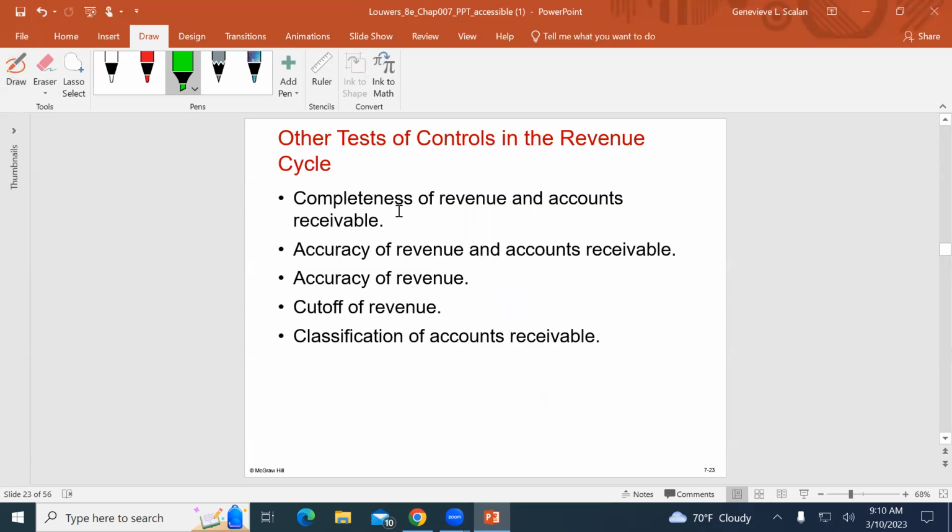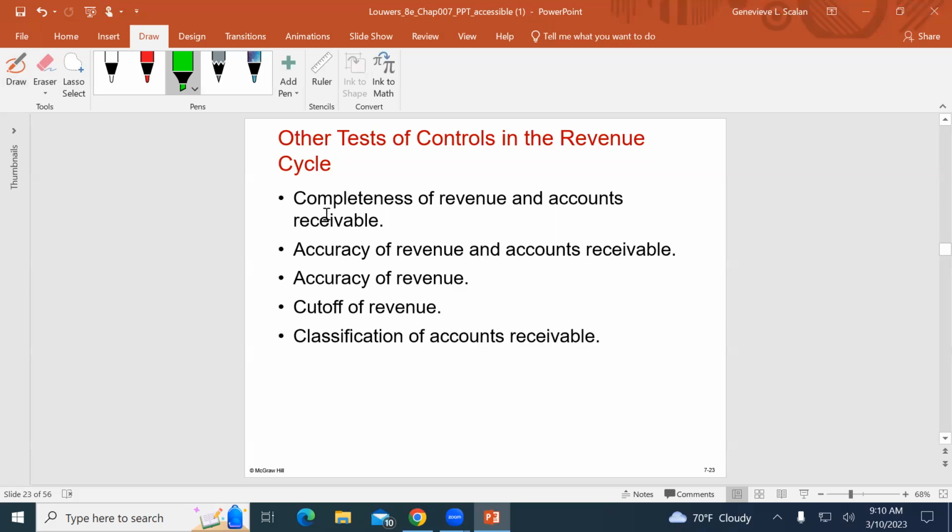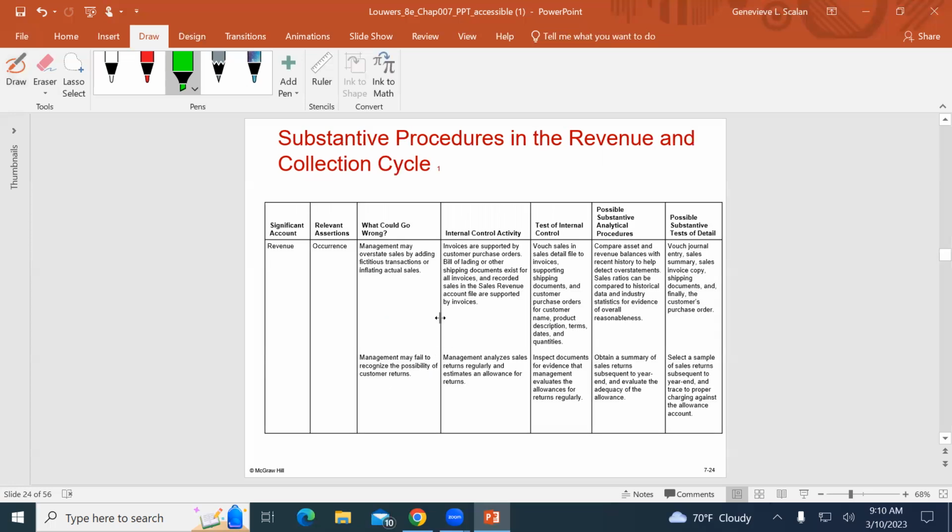What other tests are there? Well, you will test for completeness. Like I said, the main thing for sales and accounts receivable is occurrence, right? We care about, did this really happen? Because they're assets, it's revenue. You tend to want to overstate it if you can. So that's the big test. But we do have to test for completeness. We'll test for accuracy. We'll test for cutoff. Is it in the right period? Classification. Is it actually a receivable or something else? Was it a return or something?